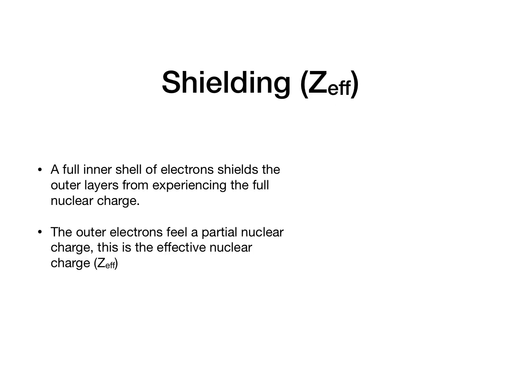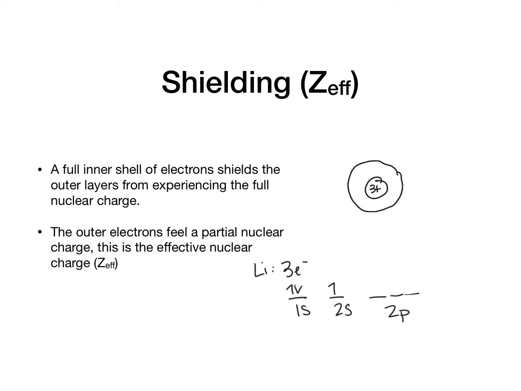So we need to think about shielding. Shielding basically says that the nuclear charge, in this case we're going to think about lithium, which is 3 plus. So if we think about lithium, there are 3 electrons. We have the 1s, and then next comes the 2s and the 2p. So those 3 electrons are going to go 2 into the 1s, and the last one goes into the 2s. So these 2 electrons in the 1s, we have another electron out here in the 2s. So I'm going to annotate those as blue dots.